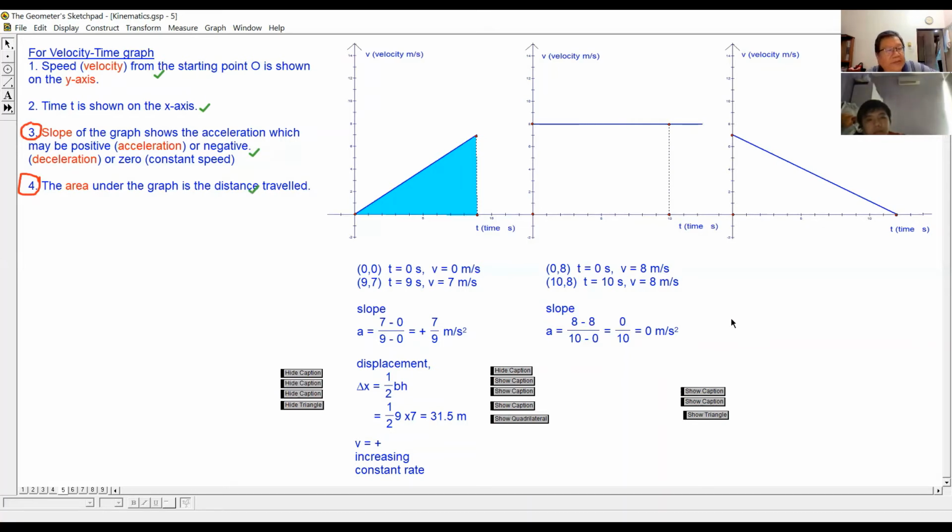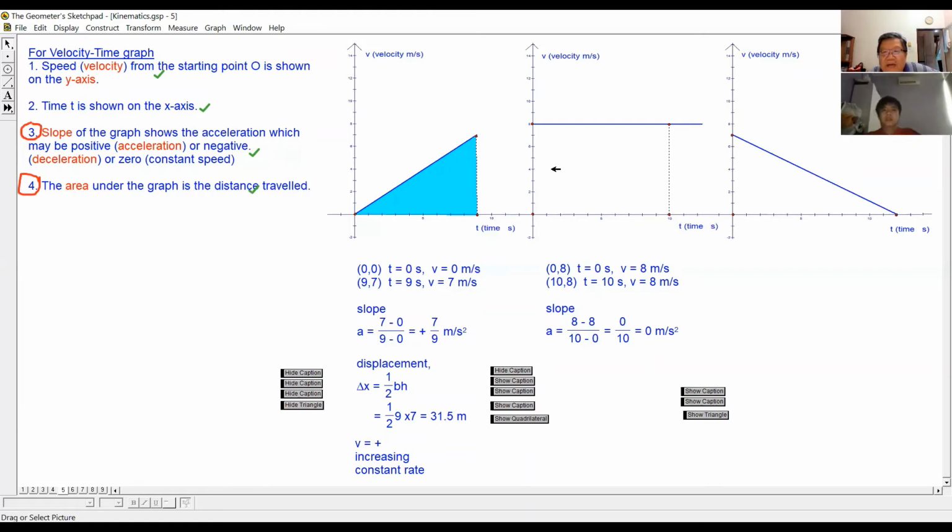Okay, so you don't have to be afraid. You see the question: find slope, find area. That's all. Try to find the slope and find the area.